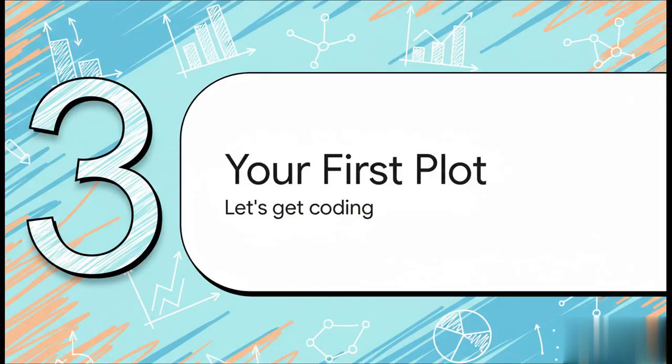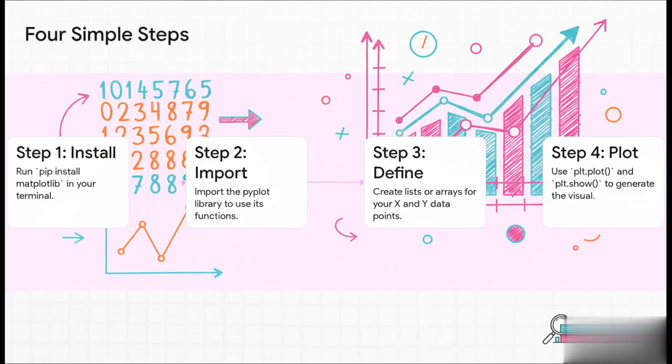Okay, enough talk. The absolute best way to understand Matplotlib is to just see it in action. So let's do it. Let's walk through creating your very first plot, step by step. It really is this simple. It breaks down into just 4 basic steps. First, you've got to make sure it's installed. Then, you import the piece you need, which is usually pyplot. After that, you just define your data, your X and Y values, and finally, you tell Matplotlib to plot it and then show it. That's pretty much the whole thing.